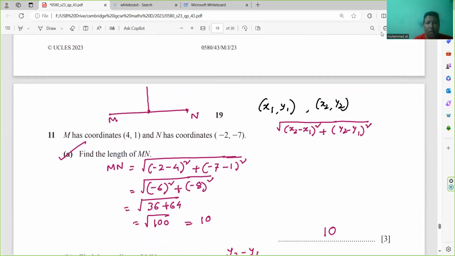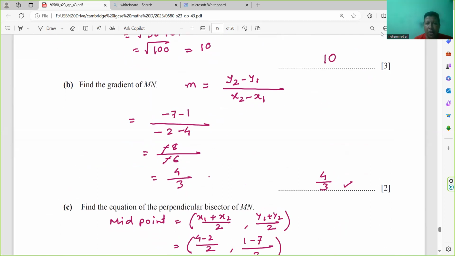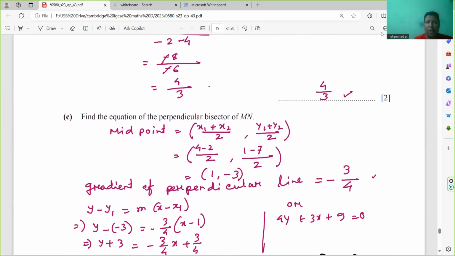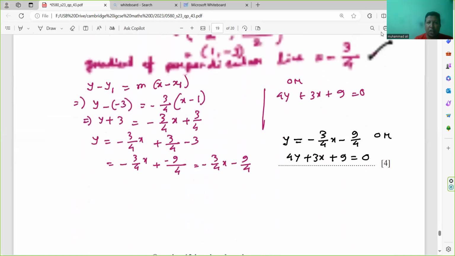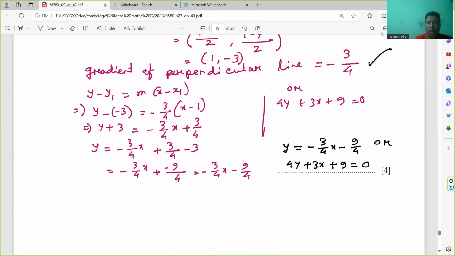Here we just find out the length of MN. After that, find out the gradient, and we find the equation of the perpendicular bisector of MN. As they asked us for the bisector, that means you have to find out the midpoint of MN, and we just get the gradient of the perpendicular line. This is minus 3 by 4. After that, we have to use the equation of a straight line formula, y minus y1 equals m(x minus x1). With this formula, we get this result. So our question 11 is completed.